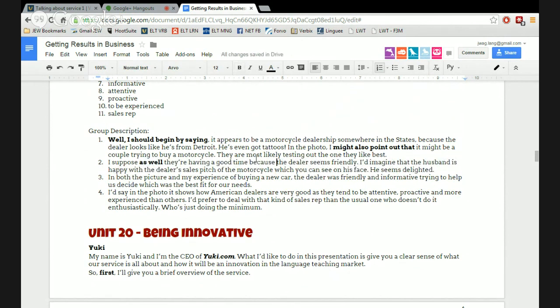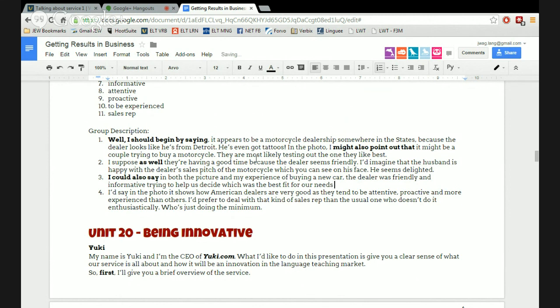They're having a good time because the dealer seems friendly. I'd imagine that the husband is happy with the dealer's sales pitch, which you can see on his face. He seems delighted. Okay? Now we're going to add more information, so we need another addition connector. I could also say, look at that, more addition connectors. I could also say, in both the picture and in my experience of buying a new car, the dealer was friendly and informative, trying to help us decide which was the best fit for our needs.